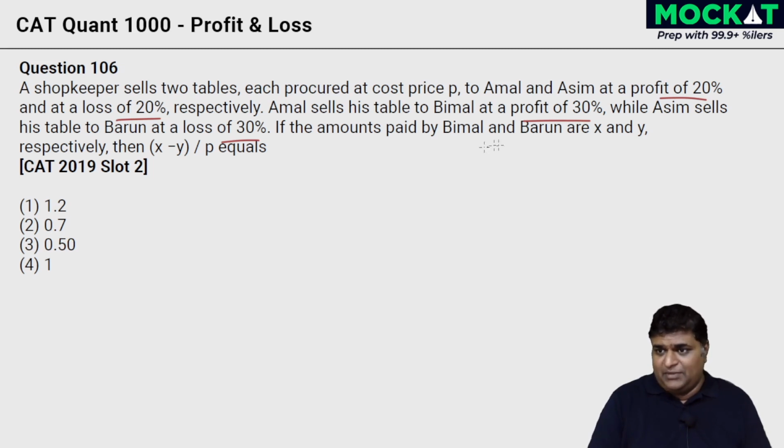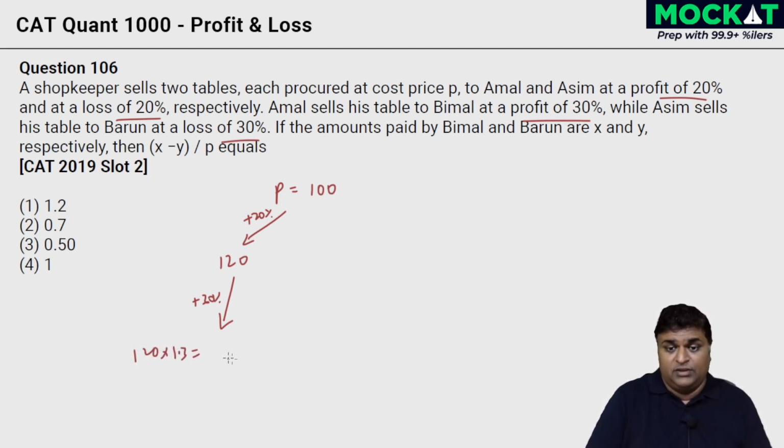If the amounts paid by Bimal and Varun are X and Y, the final amounts paid, X and Y, then X minus Y divided by P, right? So there's no absolute value over here. We can assume a value. Let P be equal to 100, right? 100 over here. And let's track this path of plus, what is it initially? 20%. That's going to make it 120. And then you're going to have another plus 30%, right? A 30% profit over here. And eventually it's going to be 120 into 1.3, which comes to 156. 12 13s are 156. If you remember the tables, that will be helpful, all right?